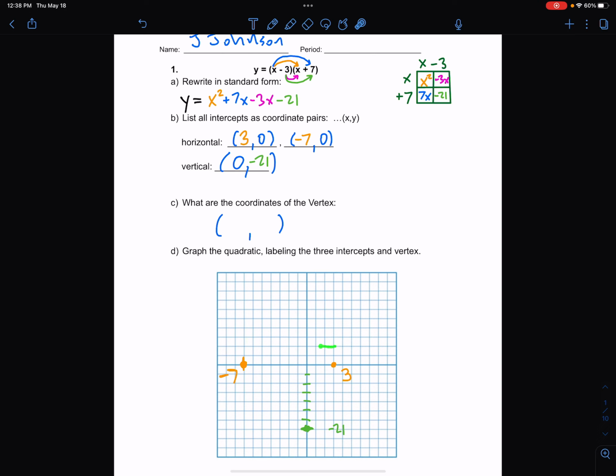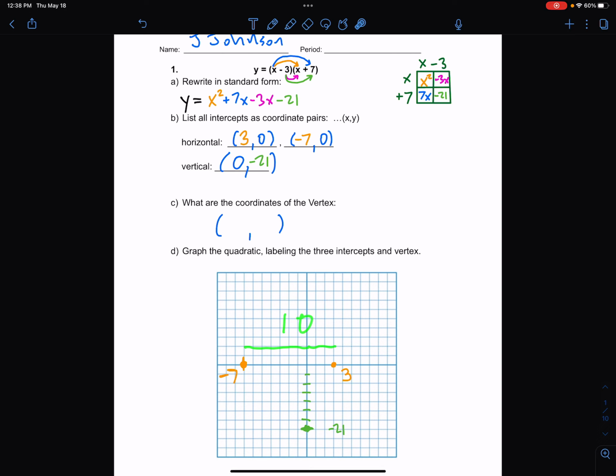Well, you got to go 3 to get to 0 from 3, and you got to go another 7 more. So if you add that up, these are 10 away from each other. So I'm trying to get right in the middle. When I divide 10 by 2, I get 5. I want to be 5 away from 3 and 5 away from -7.